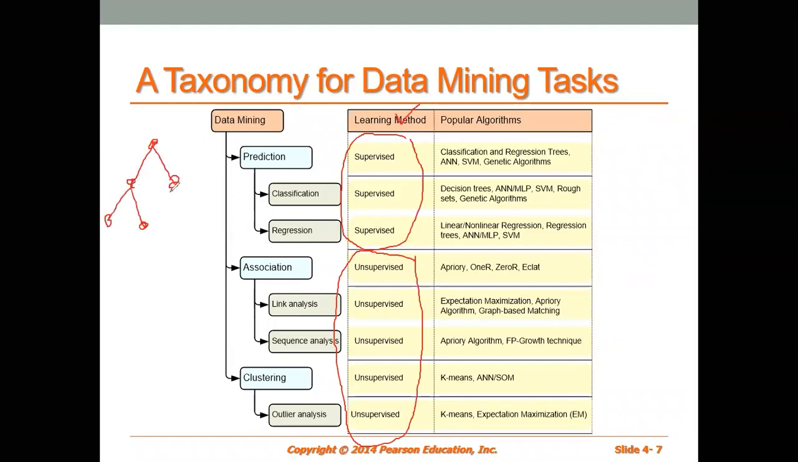So for example, in this one we know how many outputs we will have, but we don't know the values that will come; the number of outputs is known. This kind of learning is called what? Supervised learning. But in unsupervised learning, we don't know the number of clusters, how many clusters we will have.